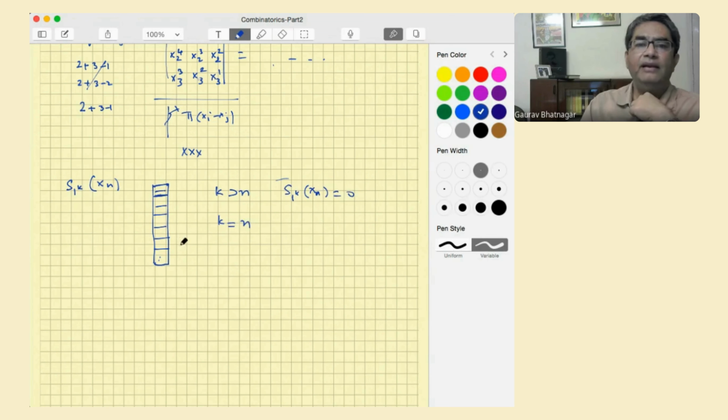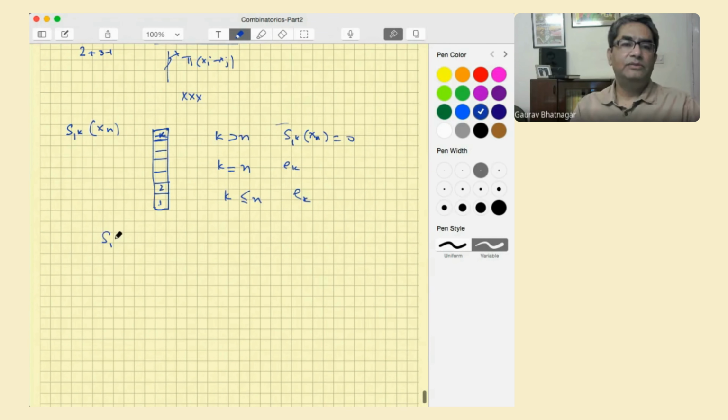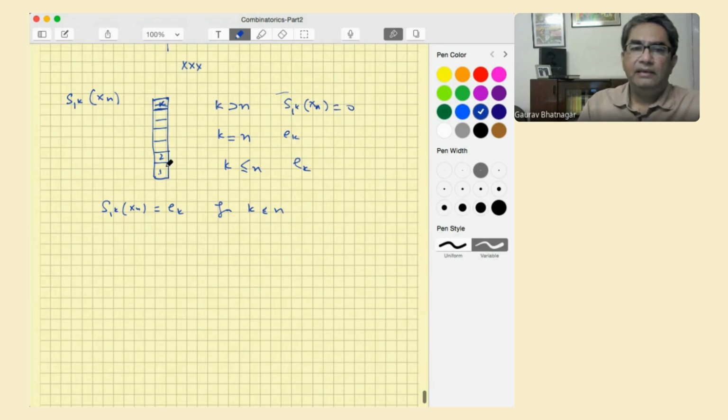If k is equal to n, then I'll put 1, 2, and so on up till k. So I'll get e_k. And in fact, if k is less than or equal to n, I will still get e_k. So this means that s_{1^k} of xn is equal to e_k for k less than or equal to n. Is that clear? I'm putting it, it is column strict, so I have to do 1, 2, 3, and so on.